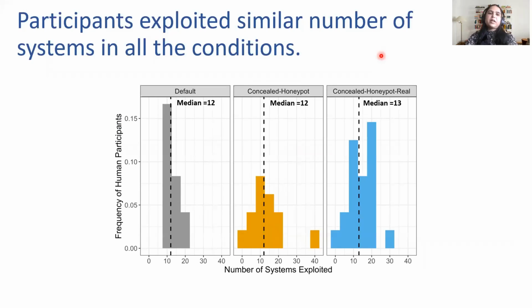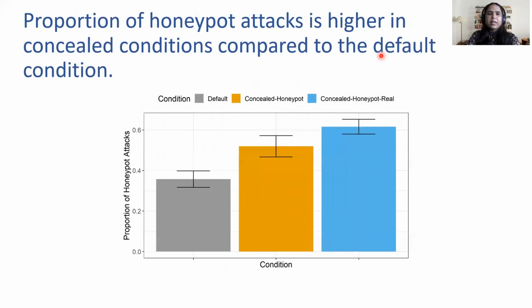So what we observed in our task is that participants exploited a similar number of systems in all three conditions. Median was around 12 systems in default and concealed honeypot and 13 in concealed honeypot real nodes. And then we also looked at how to measure the success of deception. One idea is to look at the proportion of honeypots. What we observed is that the proportion of honeypots was higher in the concealed condition. So if we look at the concealed honeypot, that was higher than the default condition, and similarly concealed honeypot real was higher than the default condition.